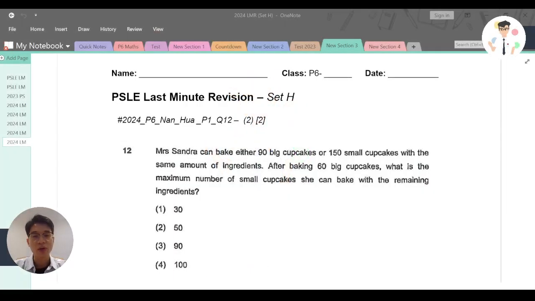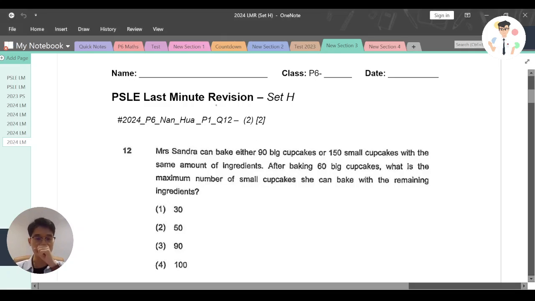Welcome back to digital class, and now we are looking at PSLE last minute revision for set number H. Now we are focusing on the first question, which is from Nanhua paper 1 question 12.